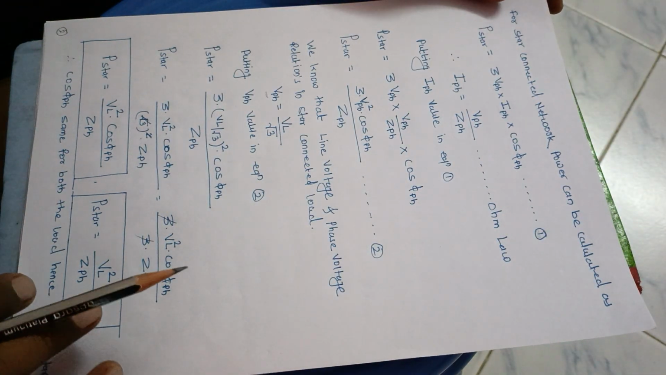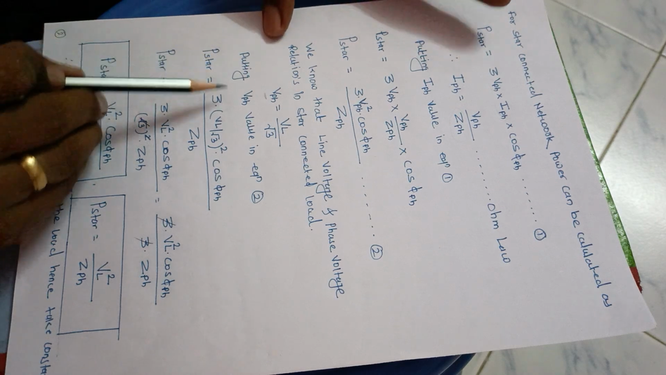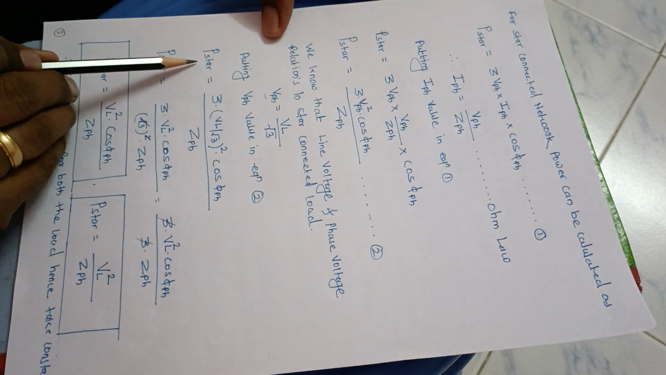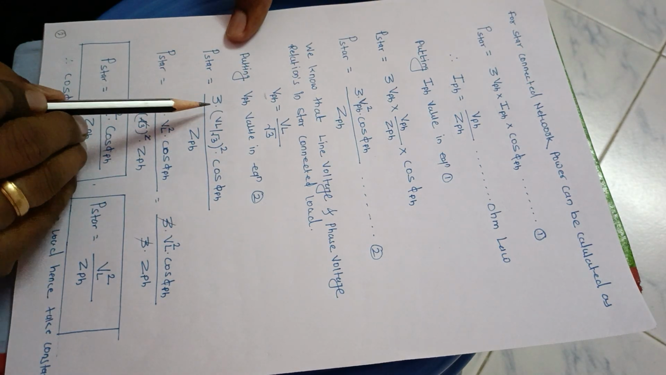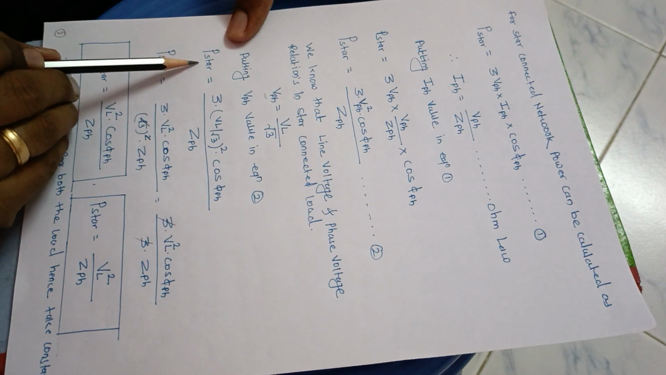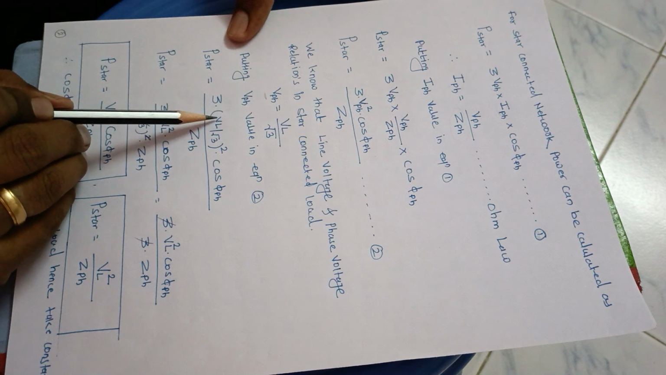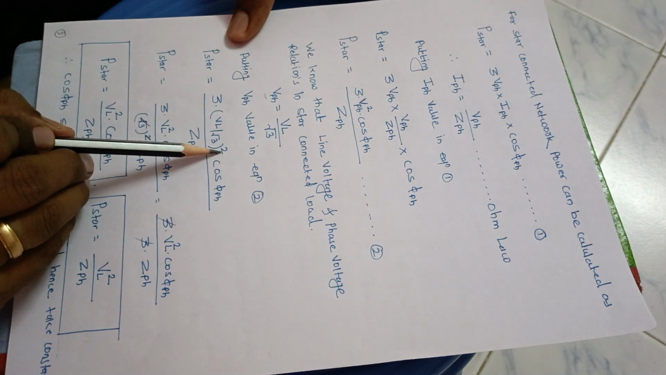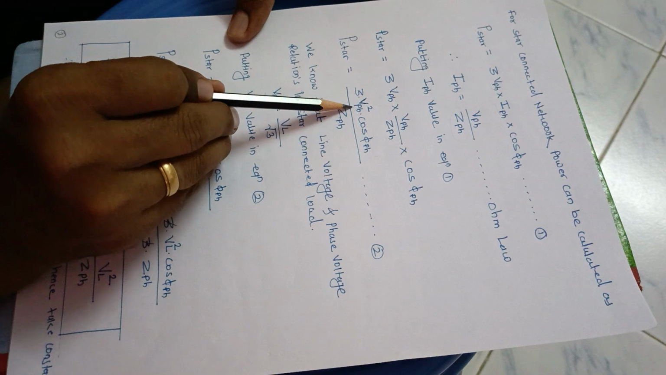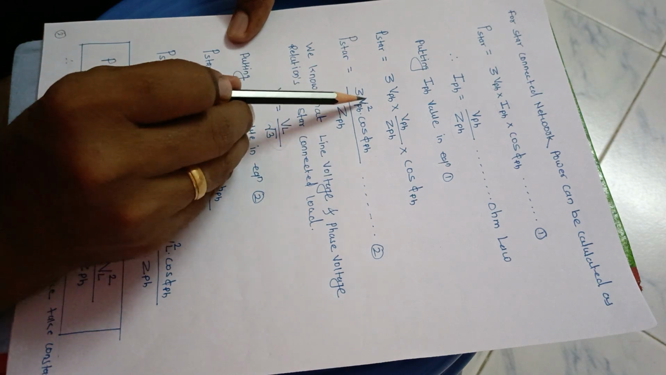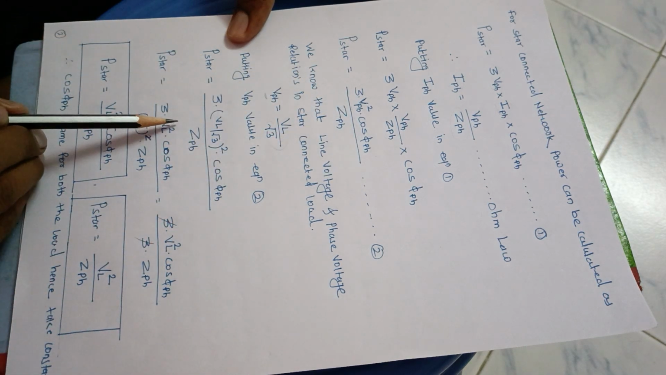From equation 2, we get P star, that is the power in star connected load, equal to 3 times (VL by root 3) square. We put this value in this equation, and we get this equation.